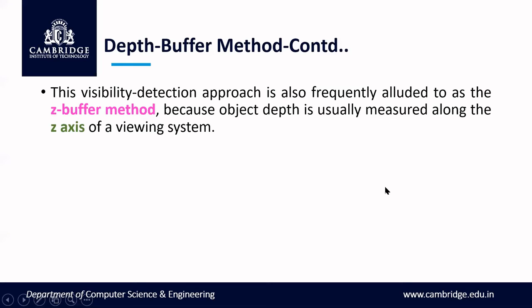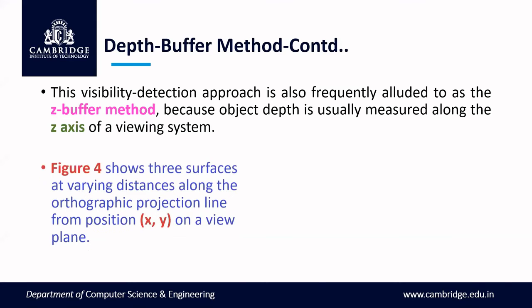Okay, so we will see here the visibility detection approach is also frequently alluded to as a Z buffer method. Why do we call it a Z buffer method? Because the object depth is usually measured along the Z axis. How do you check the depth? Depth is always with respect to the Z axis. Width is always with respect to the X axis. Height is always with respect to the Y axis. So depth is always with respect to the Z axis. Hope you can analyze that.